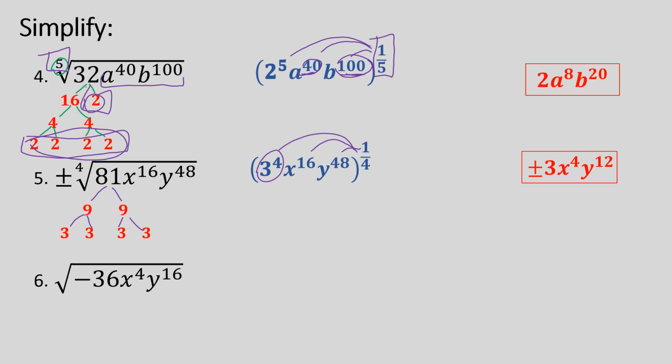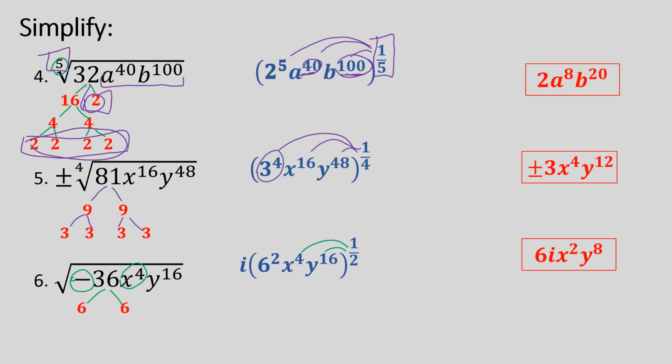Lastly, this one has a negative inside the radical sign, so this is going to have an i. It's a square root, so this is like all the other ones that we've done. Okay, so break it down. We have 2 6's. That's going to move to the outside along with an i. All right, and then just keep in mind that when we're taking the square root of exponents, we're not square rooting the 4 and square rooting the 16. We're taking half of them. Okay, so we end up with 6i x squared y to the 8th, because when we do y to the 8th squared, for example, we multiply those exponents. That's what would give us that 16th power.